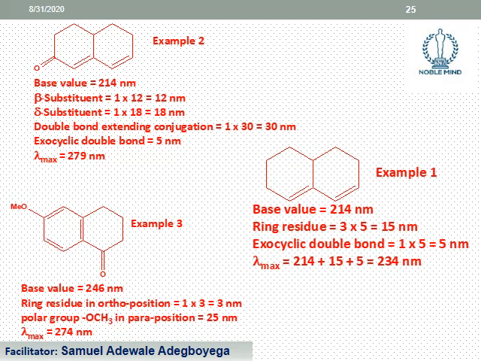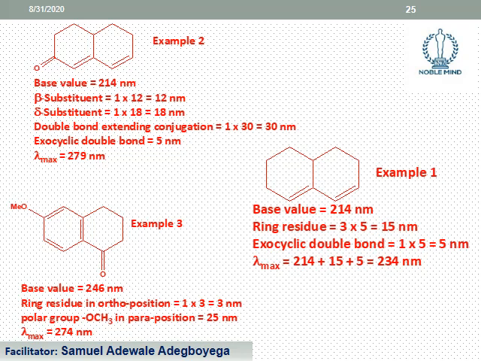But identification of ring residue is very, very important. You could check to have more understanding. Does it have an exocyclic double bond? Yes. The ring by my left hand has a double bond, and the double bond is just adjacent to the ring by my right hand. So if you check, okay, that double bond is exo to the ring by the right hand. Okay, and it has a contribution of 5 nanometer.